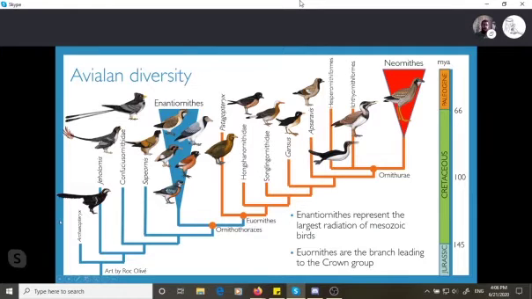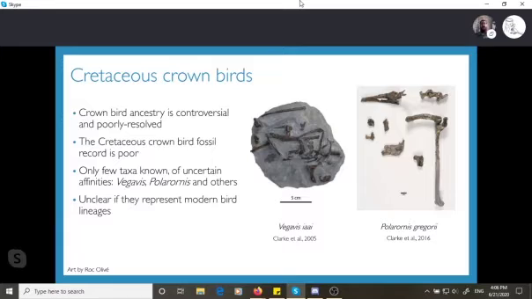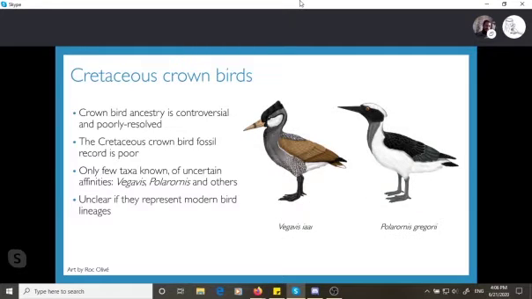So, in fact, we do have crown birds or modern birds from the Cretaceous. Some of these specimens are fairly fragmentary, not that well preserved, and there's a lot of controversy about their phylogenetic position. Here you can see two of them, Vegavis and Polarornis. They were originally described as members of the duck family and the loon group, but some authors have cast doubt on these interpretations, in some cases even to the point of doubting if they even belong to the crown group. These come from the latest Cretaceous of Antarctica, and together with earliest Paleogene bird remains from Antarctica have led some authors to propose the idea that modern birds or crown birds originated in the southern hemisphere.